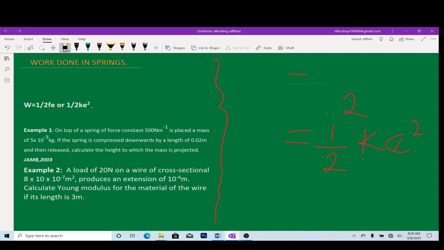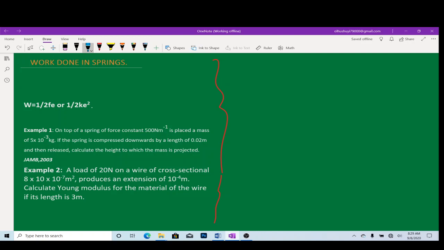Let's move on to the question we have on board. Example 1. On top of a spring of force constant 500 Newton per meter is placed a mass of 5 times 10 raised to the power minus 3 kilograms. If the spring is compressed downwards by a length of 0.02 meters and then released, calculate the height to which the mass is projected. Look at this question very well.